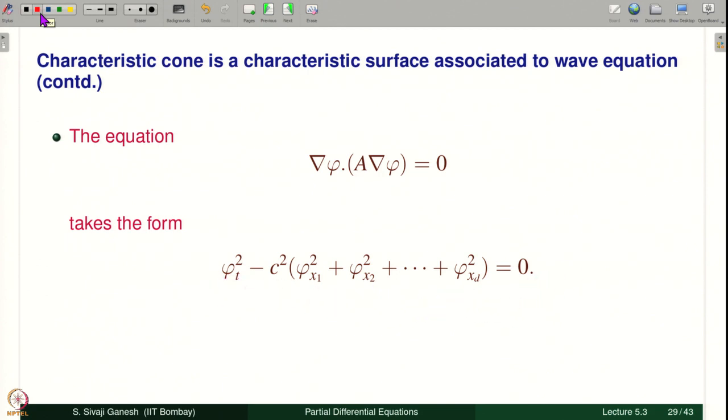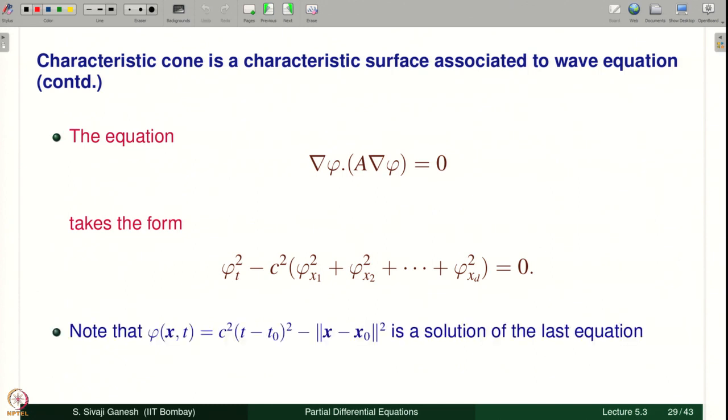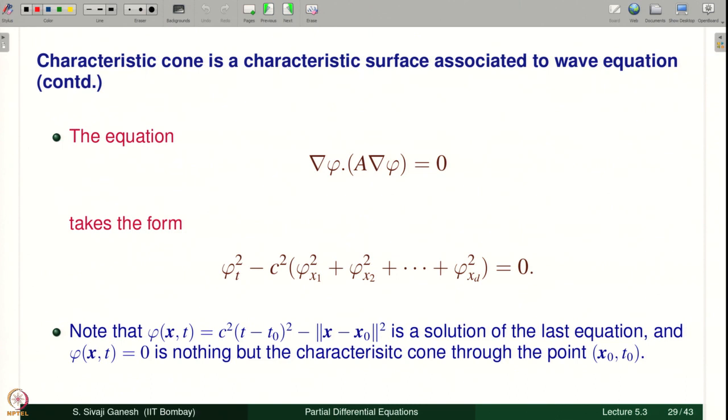So, this equation is nothing but phi t square minus c square mod grad phi square equal to 0, or you can put norm grad phi square if you want, or phi t is equal to plus or minus c mod grad phi. Note that this function which is here is a solution to the last equation, you can substitute and check. Now, what is phi of x, t equal to 0? It is nothing but the characteristic cone through the point (x0, t0).